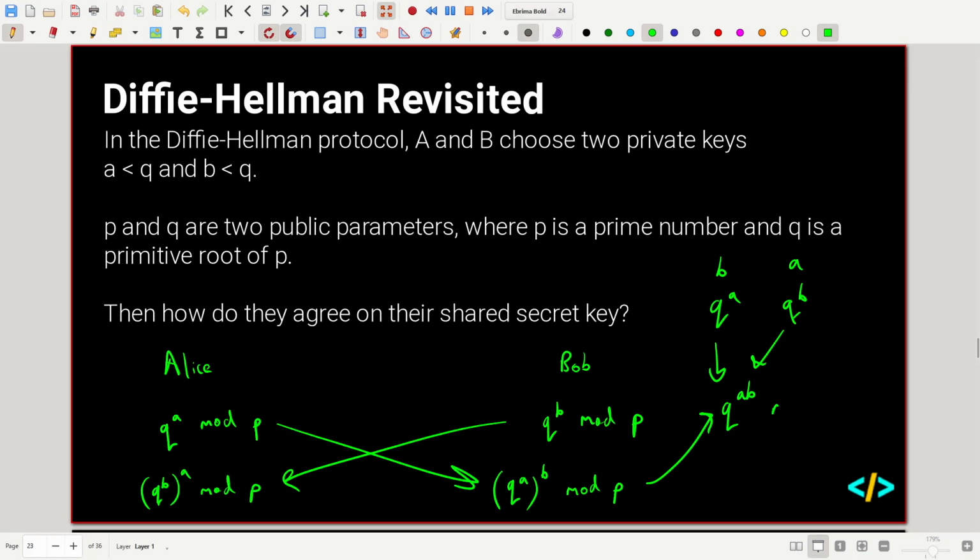Correction, yeah. So this would actually be Q to the AB mod P. Obviously, we don't know the true Q to the A, Q to the B. So this would be mod P, mod P. Yeah, good catch. But the idea is, yeah, they'd agree on this symmetric key. It'd all just be mod P.